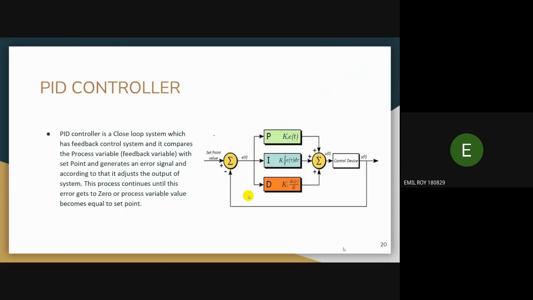First of all, when we look into the PID control, the full form is proportional, integral, and derivative controller. Here a block diagram is given. The main function of a controller is to check whether the output is what we required: we give an input and check whether the output is correct. If there is any error in the output, the controller should try to reduce it. That's the function of a PID controller.